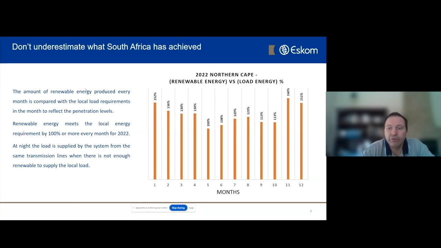We've exceeded the local energy requirements by about 160%, and we export that during the daytime over about 900 kilometers to the nearest load center. At nighttime, when the solar resources aren't there, it is supplemented for the nighttime load. But overall, on a monthly basis, we see a net 100% renewable energy consumption in terms of generation to local load requirements.